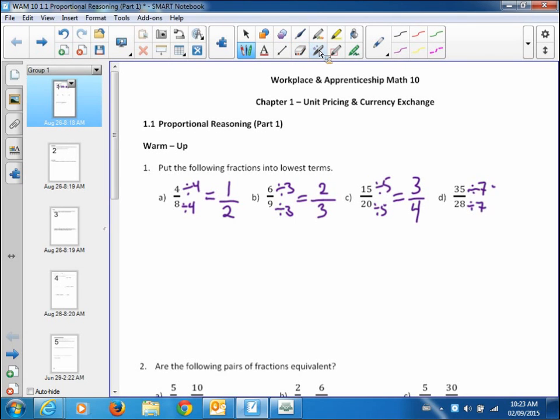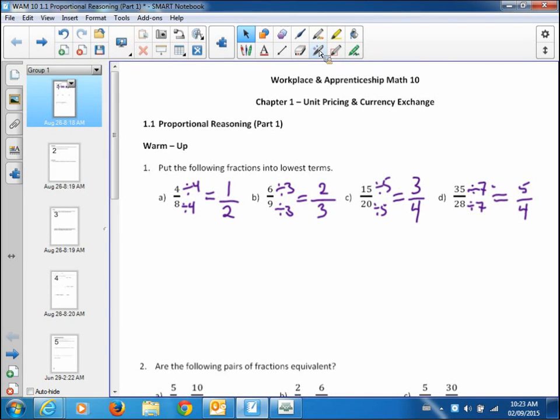Now look at this. 35 divided by 7? 5. 28 divided by 7? 4. Now, we can leave that. But that one, that's the only number that goes into both. Once you're totally reduced, you can't divide anything other than the number 1 into those. They're the smallest they could possibly be if you got a good answer there.